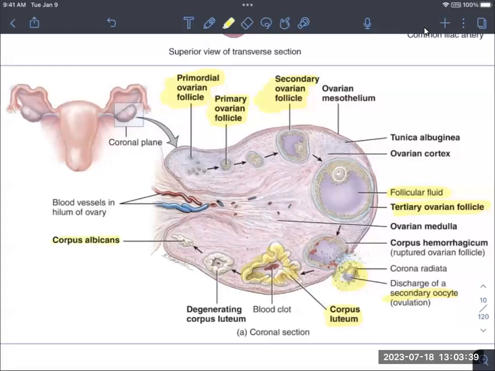We have all these different layers. We have this ovarian mesothelium. Next, we can see this tunica albugina. We see the ovarian cortex, the ovarian medulla in the middle. We have this hilum over here that has the blood vessels and the nerves entering into that ovary.